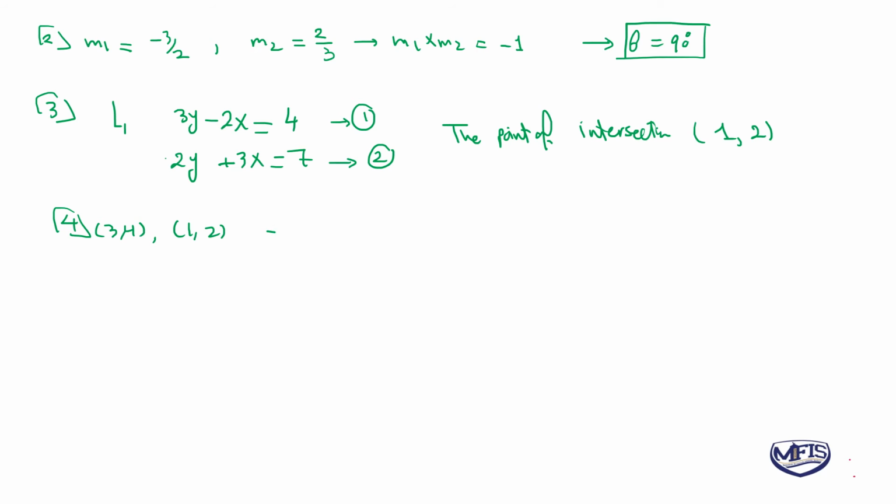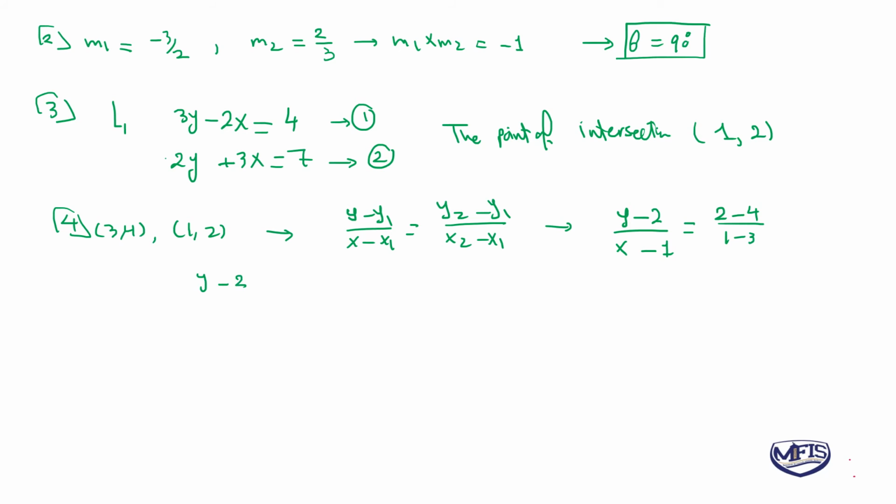So we can use this form: y minus y1 over x minus x1 equals the slope, which is y2 minus y1 over x2 minus x1. So y minus 2 over x minus 1 equals the slope, which is 2 minus 4 over 1 minus 3. So we get y minus 2 over x minus 1 equals 1. Then y minus 2 equals x minus 1.